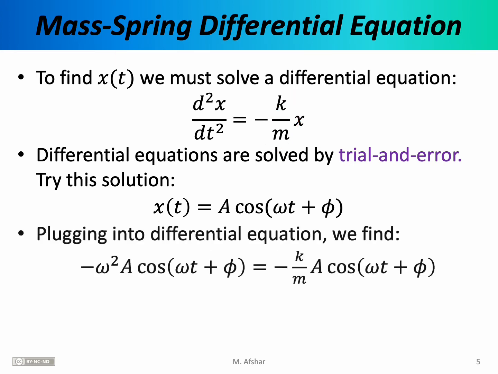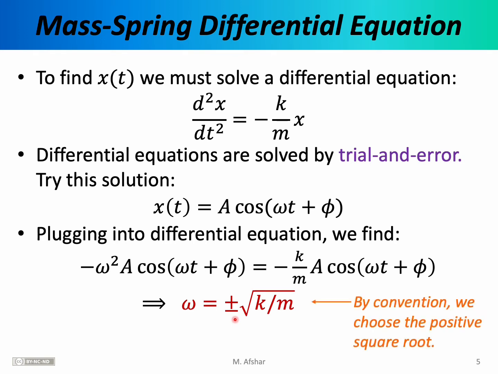A little more precisely, what I'm saying is that we can take the solution, our trial and error solution, and plug it into the differential equation, and we find that minus omega squared A cosine must equal minus k over m times the function itself, which is A cosine. Looking at both sides of this equation, you can see I have a cosine here, there's a minus sign here, there's a minus sign here, so the omega must equal the square root of k over m, or a little more precisely, omega should equal plus or minus the square root of k over m.